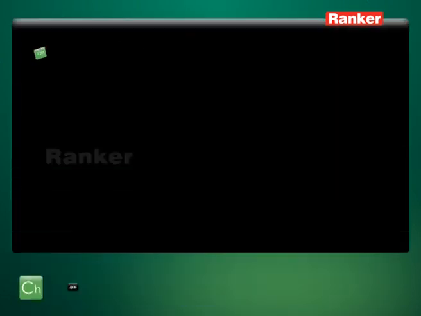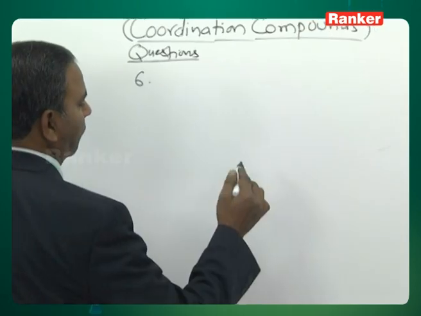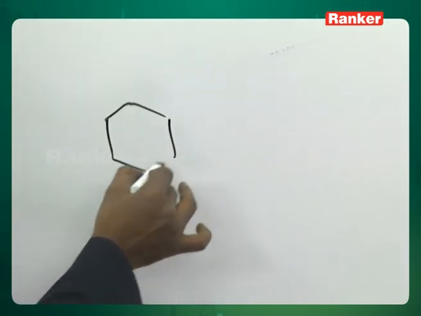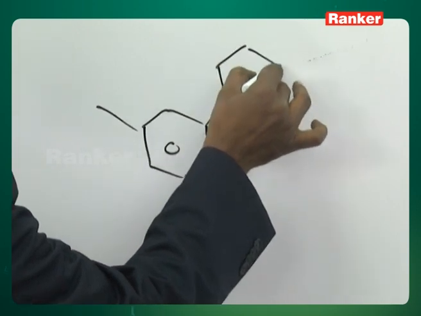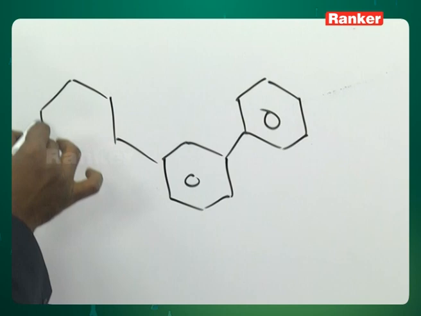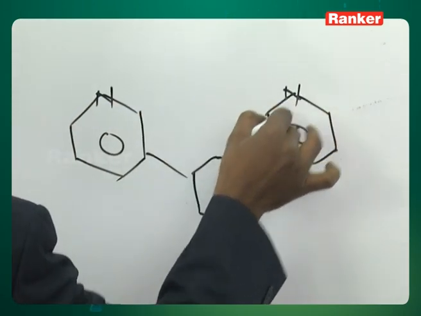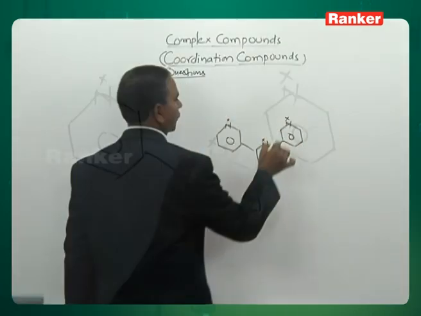Terpy is a bidentate ligand, tetradentate ligand, tridentate ligand, or pentadentate ligand. What is terpy? You should know terpy. This is terpy. Three pyridines are fused together. Can you easily understand? This is the donor, donor.